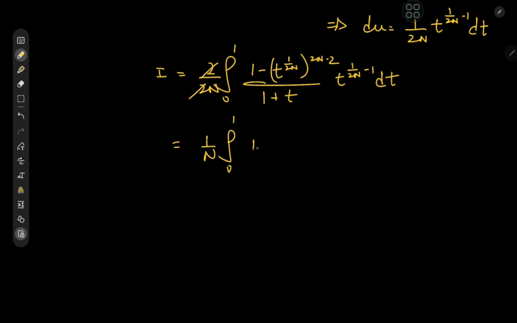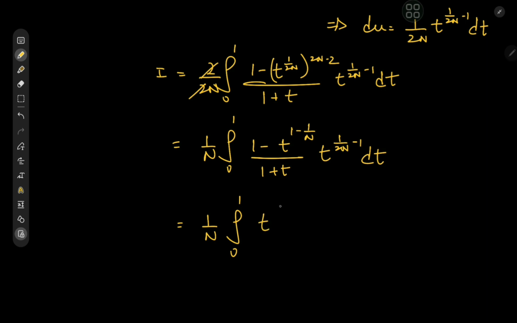So we have some nice cancellation taking place, and we have 1 by n times the integral from 0 to 1 of 1 minus, let's see, we have 2n minus 2 divided by 2n, so that would be t to the 1 minus 1 by n, divided by 1 plus t, times t to the 1 by 2n minus 1 dt. And now we can just perform the multiplication here, and then we have 1 by n times the integral from 0 to 1 of t to the 1 by 2n minus 1 minus t to the 1 minus 1 by n plus 1 by 2n minus 1. So we have some cancellation here. In the denominator, again, we have 1 plus t dt.